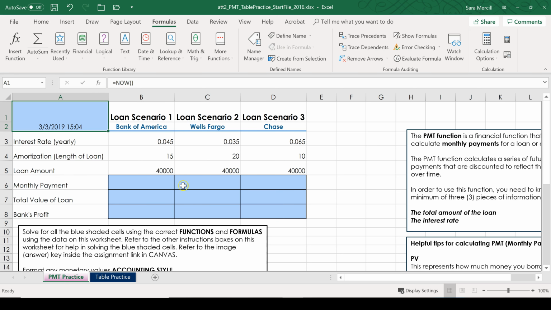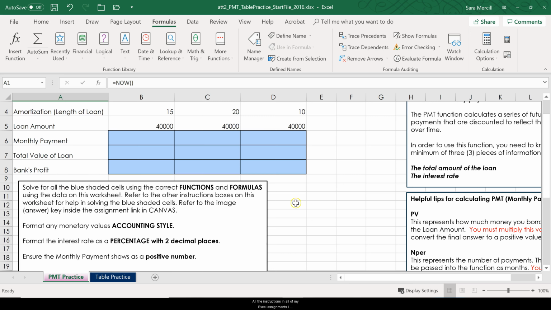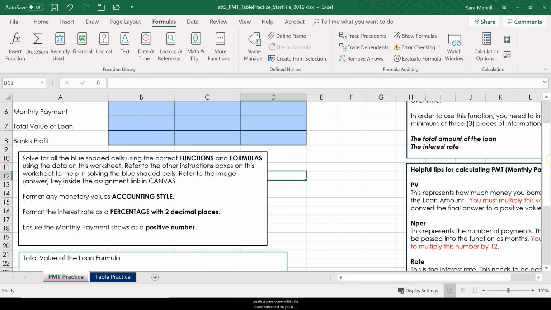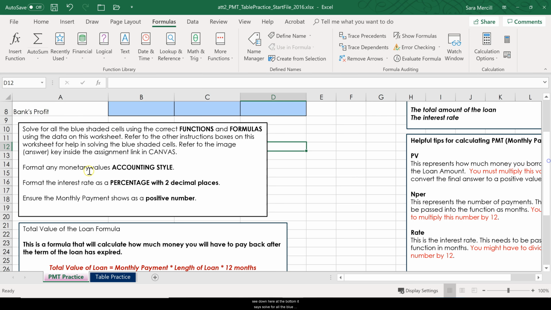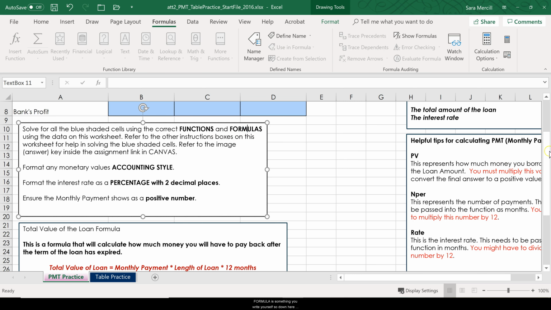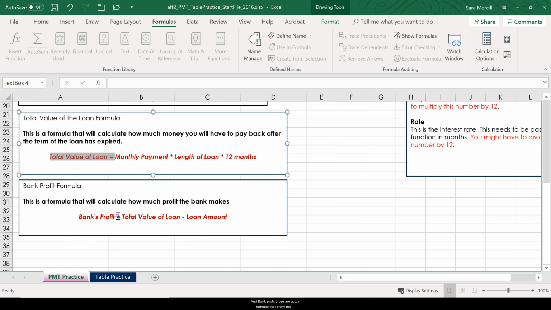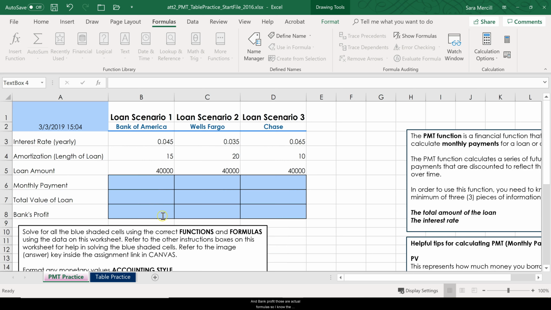All of the instructions in all of my Excel assignments always come within the Excel worksheet. So you'll see down here at the bottom it says solve for all the blue shaded cells using the correct functions and formulas. Just as a reminder, a function is something that Excel has written for you, such as PMT and SUM, and a formula is something you write yourself. So down here, total value of loan and bank profit, those are actual formulas.